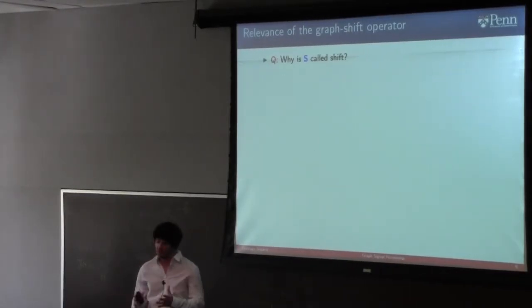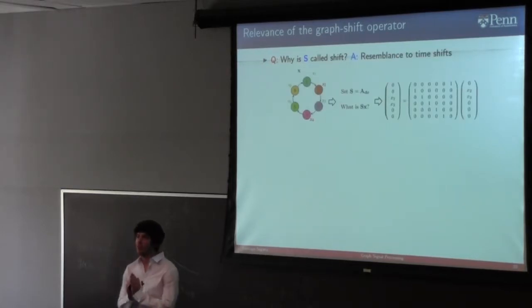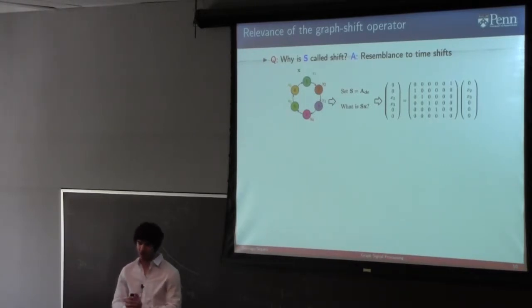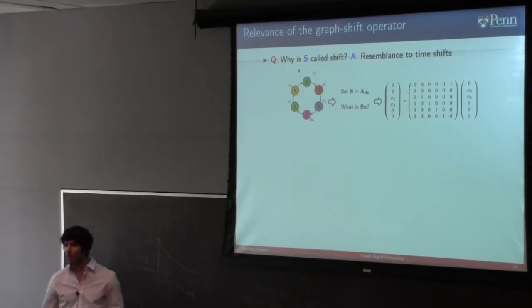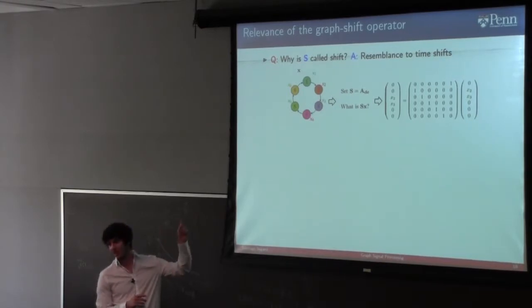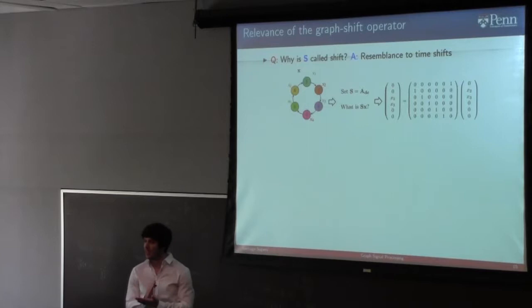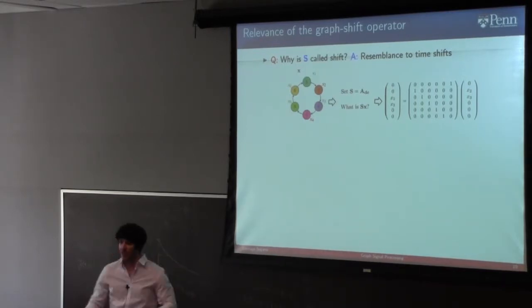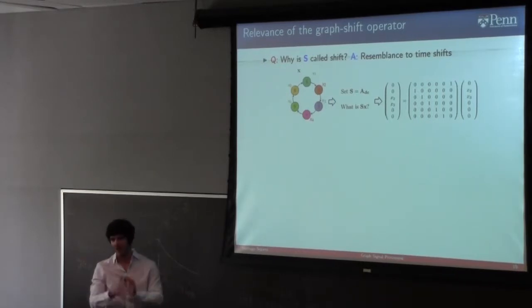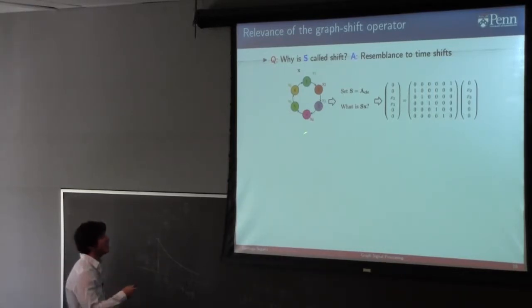Why do I call S a shift? Seems kind of arbitrary. Well, the idea is that it resembles time shifts in discrete signal processing. And this point here is crucial to the understanding of the rest of the talk, so please pay attention. There is a point of contact between the general theory of graph signal processing and the theory of discrete signal processing, and that point of contact is that graph over there. Why? Because we can think of discrete time signals as graph signals defined on this particular graph, where each node represents a discrete time instant. These are discrete time cyclic signals, of course, because if not, it would be an infinite line. But for simplicity, let's think of discrete time cyclic signals. So you can think of a time signal as defined on this kind of graph.